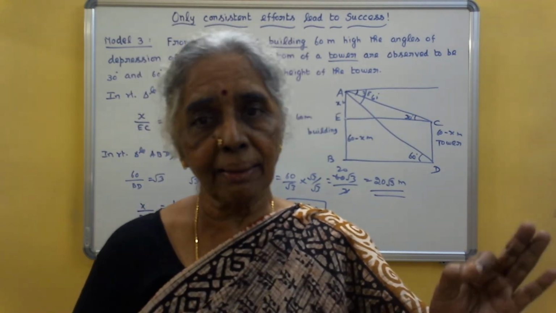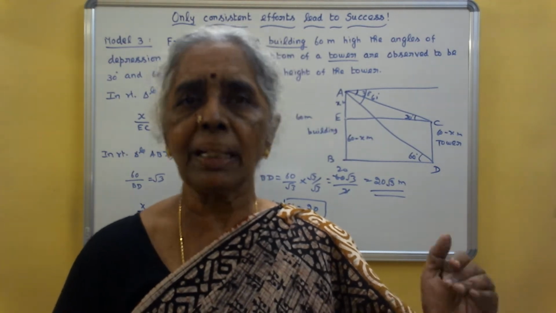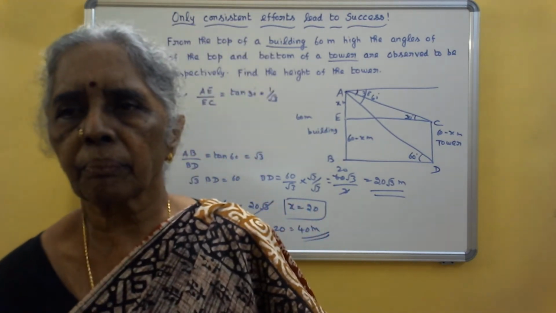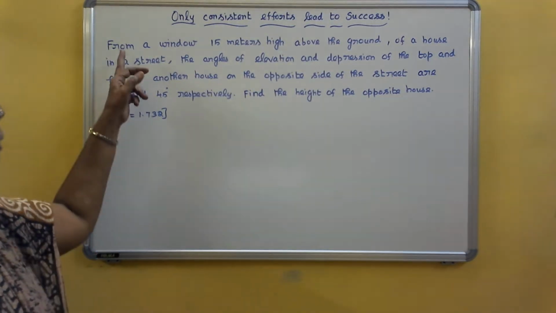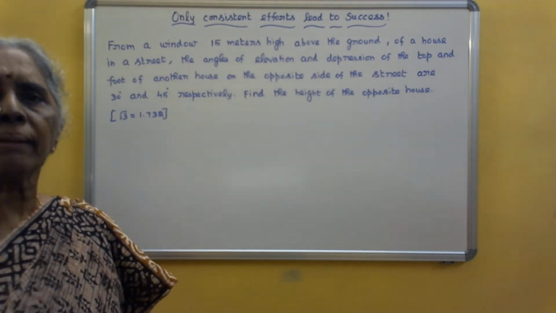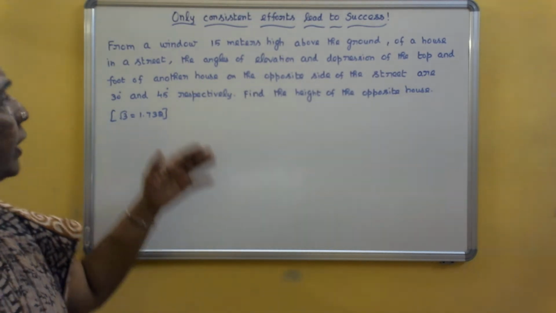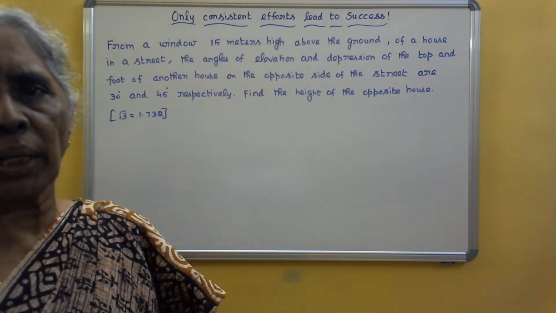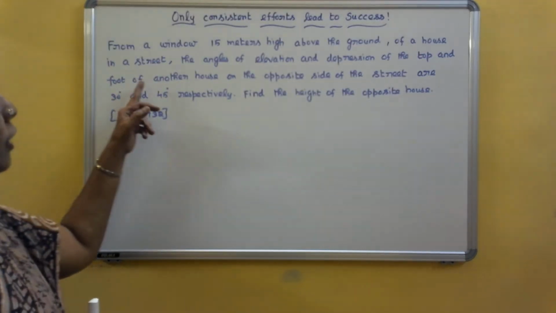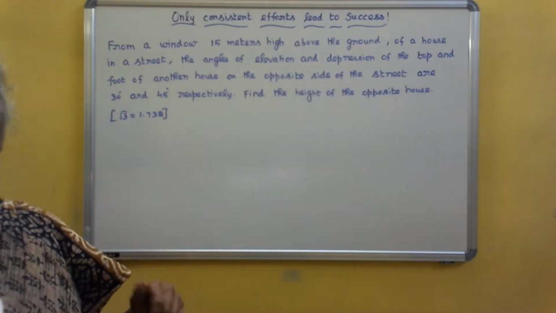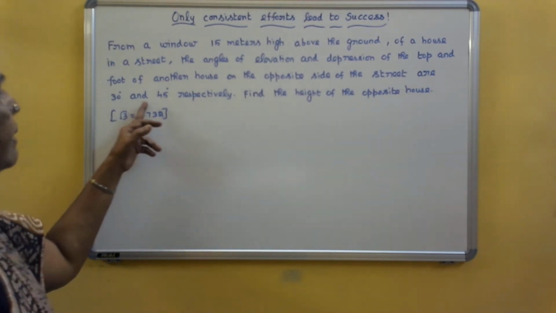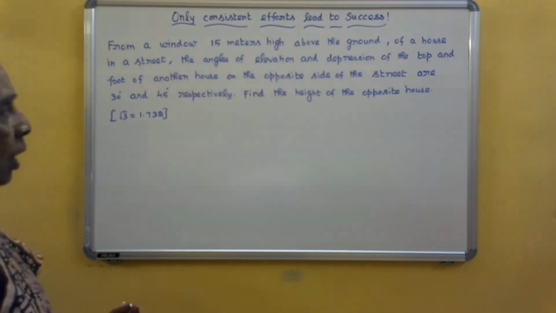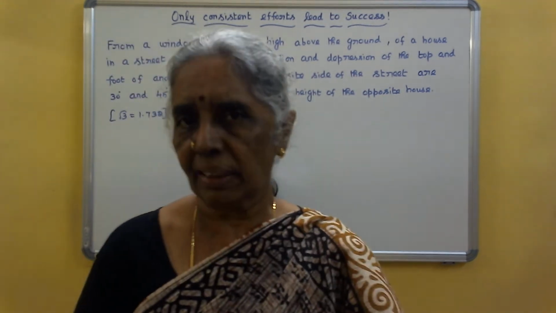So let me give another sum of the same model so that it will be clear to you. I will just explain the base and then you can do it. From a window 15 meters high above the ground of a house in a street, the angles of elevation and depression of the top and foot of another house on the opposite side of the street are 30 degrees and 45 degrees respectively. Find the height of the opposite house. Root 3 is equal to 1.732.